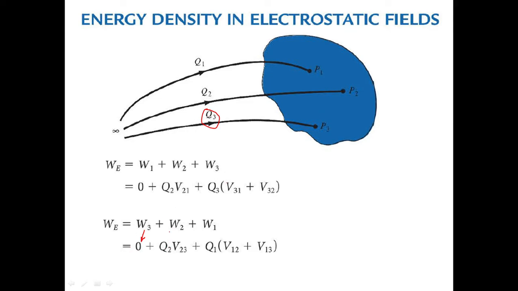Next, when you get the second charge Q2, the third charge is already there, so we have to consider Q2 into the potential difference between these two charges. And then while getting Q1, we have to consider the potential difference between these charges and those charges. So that is the equation. This is when we get Q1, Q2, Q3 in order, and this is when we get Q3, Q2 and Q1 in order. So these two equations you have to note here. Now coming to the next slide.